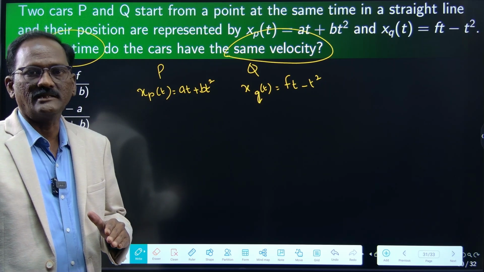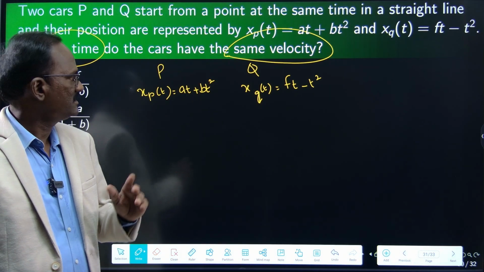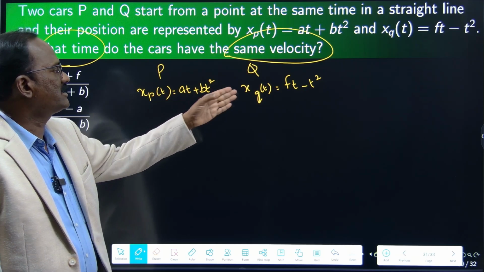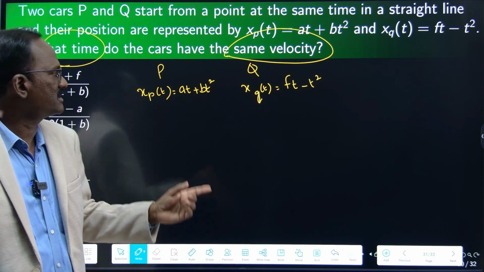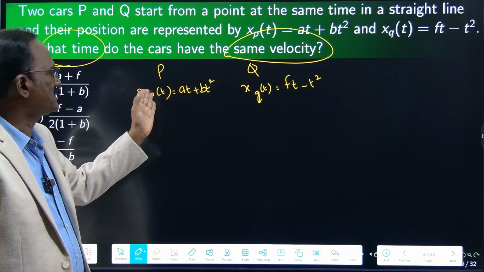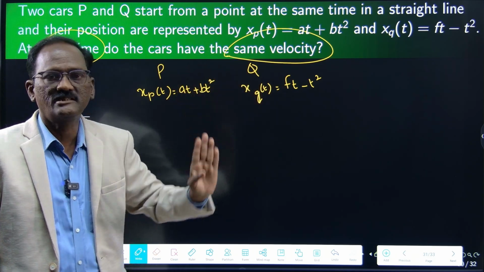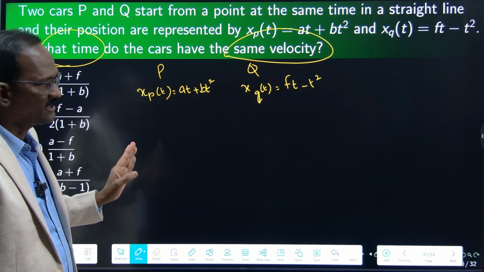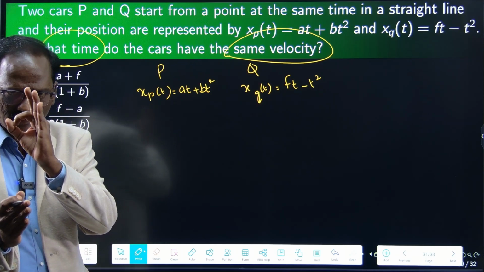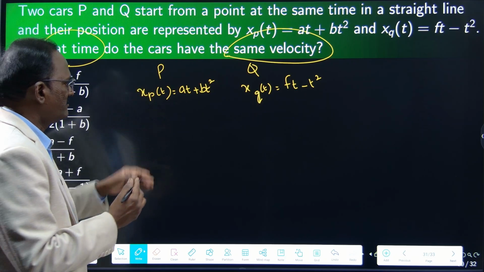Two cars are started at the same instant. Its distance is given by this equation. Distance versus time. So when time is changed, the distance will be changing. At one particular instant, both the cars will have the same velocity. So we have to differentiate it.